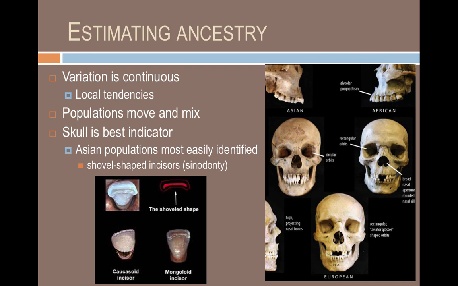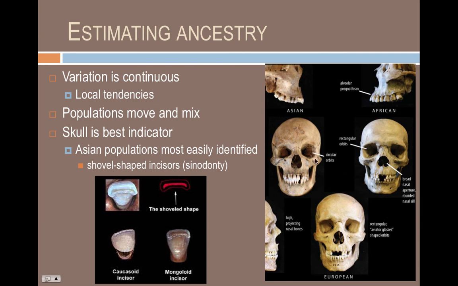So we can say that in general there are going to be some characteristics that are more typical of African populations, some characteristics that are more typical of European populations, some characteristics that are more typical of Asian populations, and so on. We have to understand, again, a lot of crossover in these characteristics. So the best way to estimate a person's ancestry is by looking at their skulls. Facial features tend to contain those small physical differences more than any other part of the body.